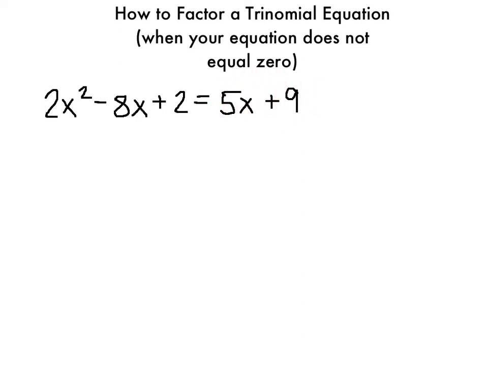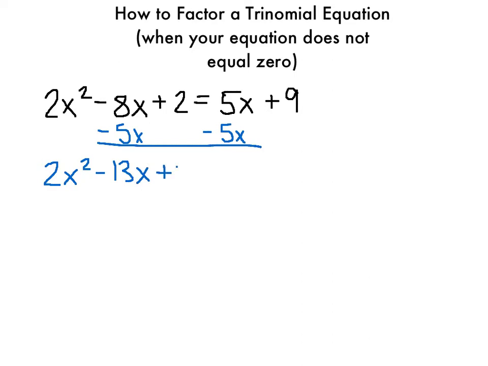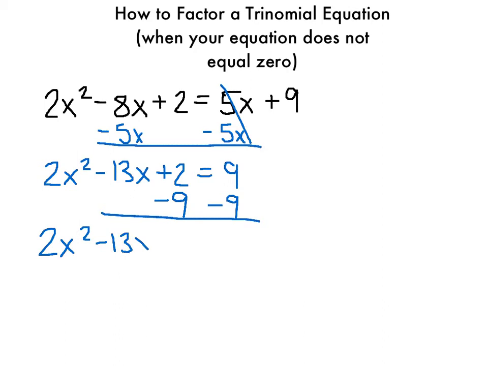This is what I like to call BS math. BS stands for both sides, despite what your friends and classmates tell you. You subtract 5x on both sides of the equal sign, and you'll get 2x squared minus 13x plus 2 equals, these will cancel out, and you'll have a 9 left over. You're going to use BS math again because you still want this to equal 0. So you'll subtract 9 from both sides. That'll get you 2x squared minus 13x minus 7 equals 0.